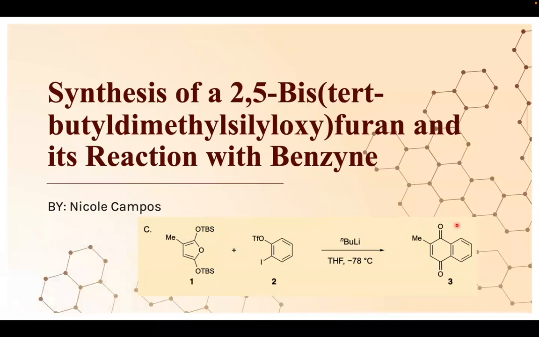This is a three-part reaction where the compounds in parts A and B are synthesized prior to the experiment in part C, as can be seen below here. I'll be discussing the reaction that takes place in part C, which is the synthesis of 2-methylnaphthalene-1,4-dione.